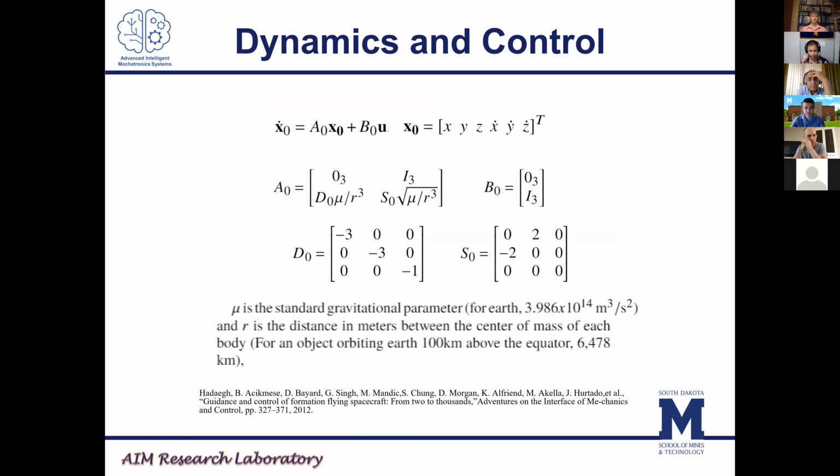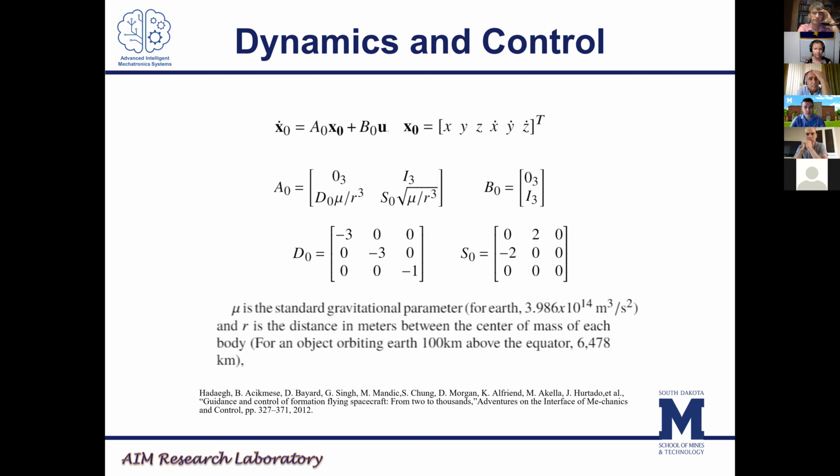But now that we have a method of determining our relative pose and position, we can move into the dynamics and control. So basically this is a linearized dynamic model of orbital dynamics proposed by Hideg in his 2012 paper. The state vector for this is just XYZ position and then XYZ velocity. And there's 2 parameters here. It's linearized about a circular orbit and about any body.